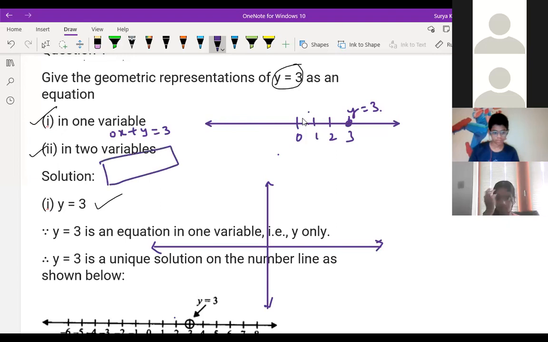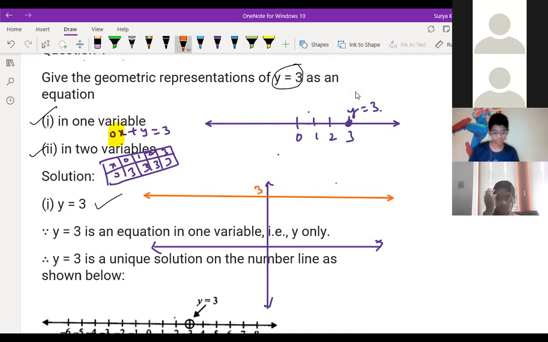Same thing, you can just draw a line, and you put x and y. Whatever x you put, 0, 1, 2, 3, your answer will be 3 only all the time. This line will come if you solve this. This is y is equal to 3. It is 0x, whatever x you take, that complete part will be 0 only. Because 0 is not mentioned here, we are writing it in two variables: 0x plus y is equal to 3. So whatever value of x you put, you will get 0 only. So your line will come like this.